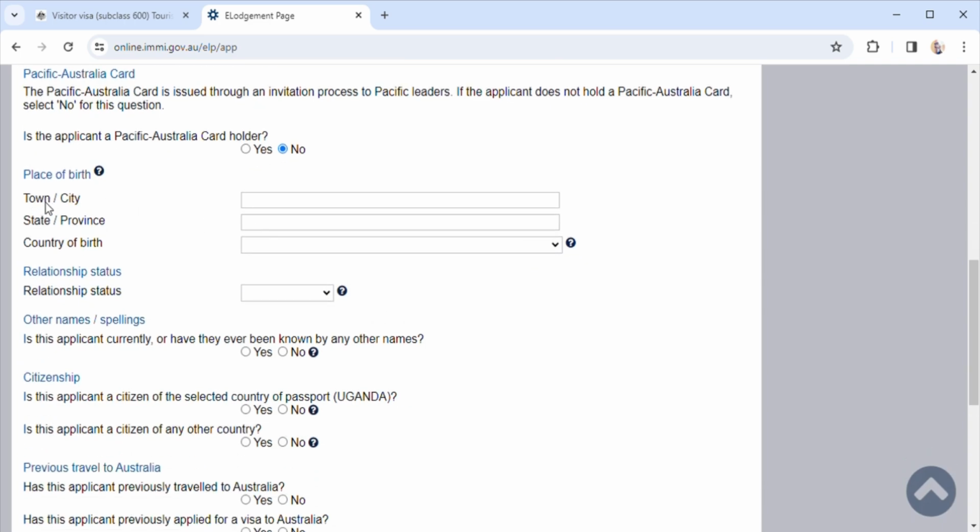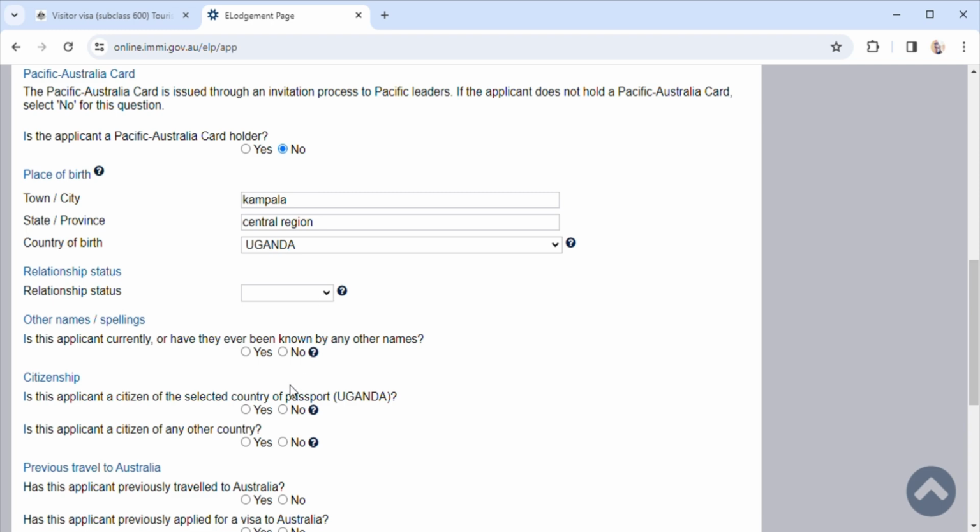Please, town or place of birth, we shall say Kampala. Province, we shall say Central region. Country of birth, we shall say Uganda. So relationship status, if you are single, you put never married.